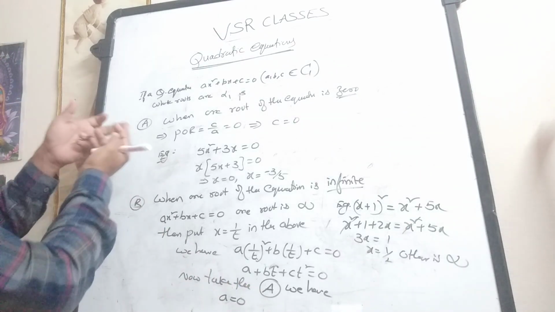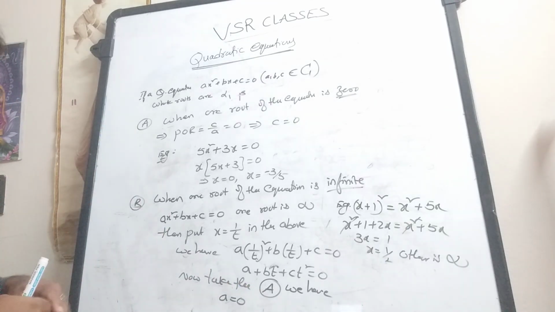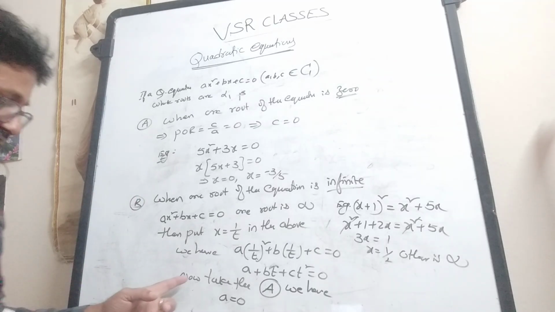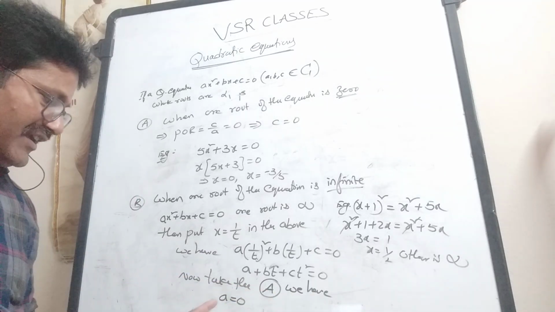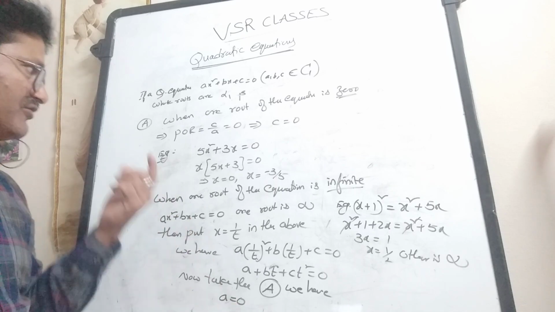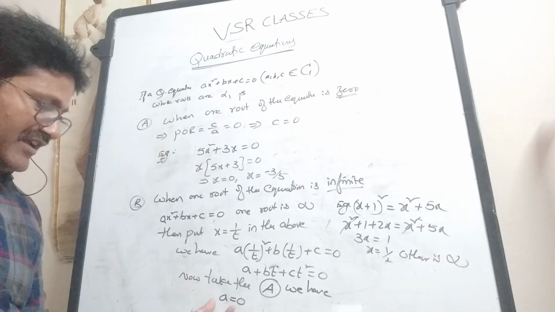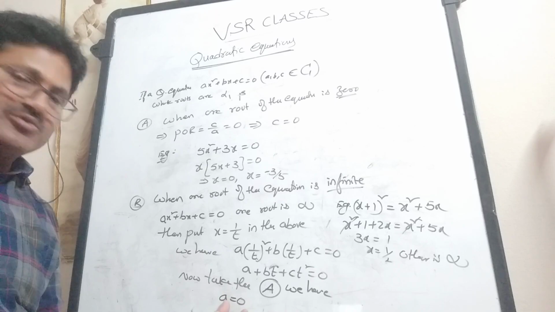Now take the condition of a. What is the condition? Actually infinite. What is the reciprocal of infinite? It is 0. So now take the condition a, we have a is equal to 0 as the condition in that. Why? Because constant term should be 0. Here the constant term is a, so a should be equal to 0.